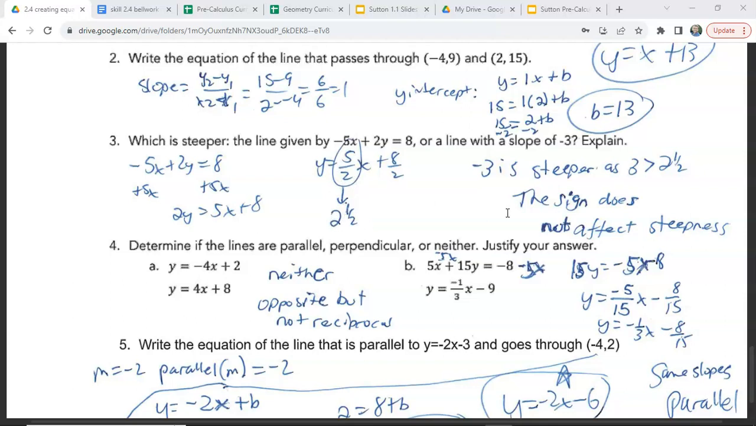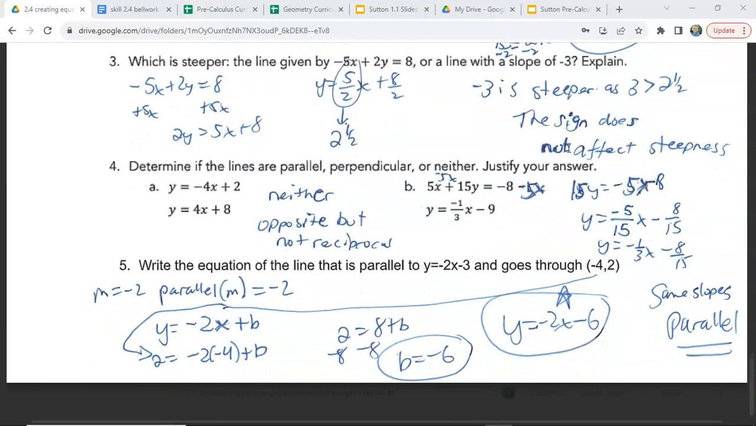So the -3 would be a steeper line, because as the number value gets bigger, it would be a more steep line. As it gets closer to 0, then it would be a shallower slope for that. So the -3 would be steeper.